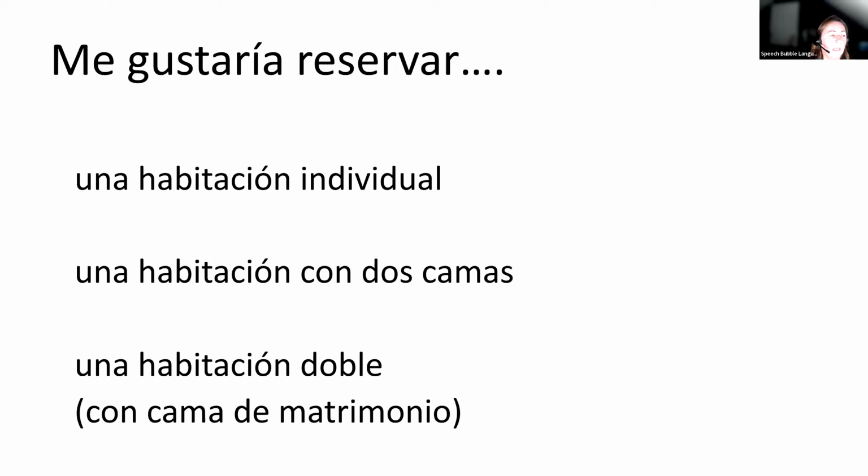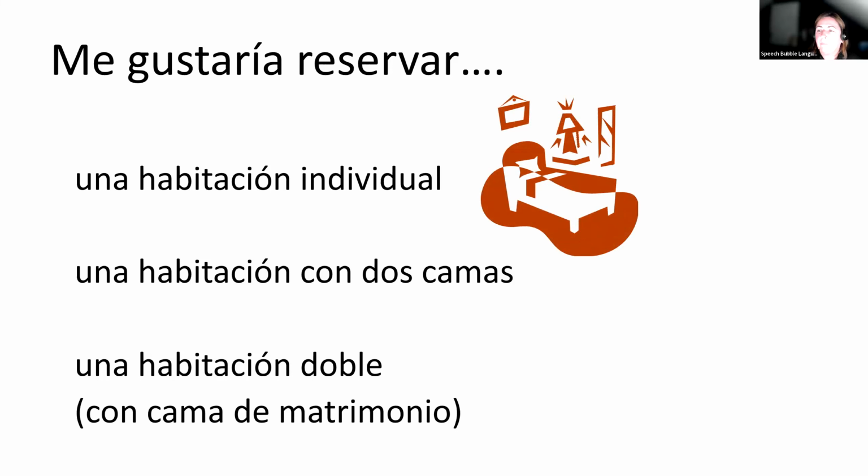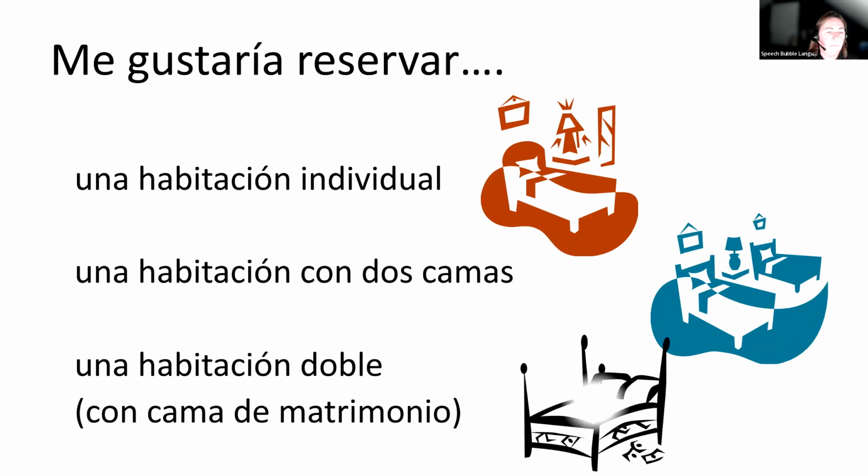Okay. Lawrence, una habitación con 2 camas. Process of elimination, must be something to do with a family room. 2 camas, a double room? No, that's not right. 2 beds. Dos camas, okay? So a twin room or 2 beds. And Lee, una habitación doble. A double room. Okay. So una habitación individual, una habitación con 2 camas, and one with a double. Muy bien.